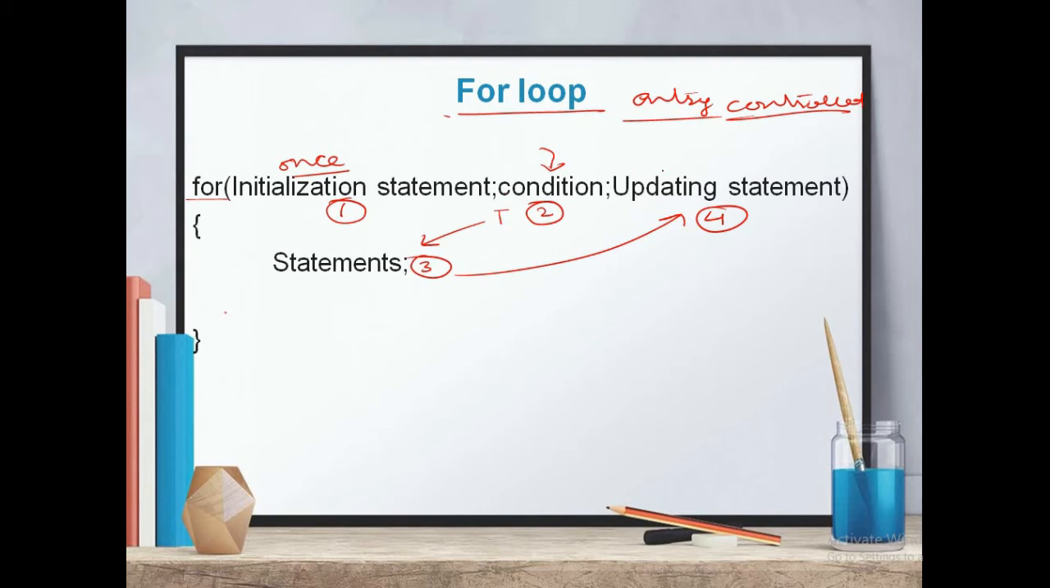Number 4, then again we are going to check this condition. If condition is true, then again we are going to execute the statements. Again we are going to updating, and then again we are going to check the condition. So this cycle or the loop will continue until the condition becomes false. As soon as the condition becomes false, the control will be transferred outside the loop without executing these statements. So this is the working of for loop. Let's see a quick example of for loop.